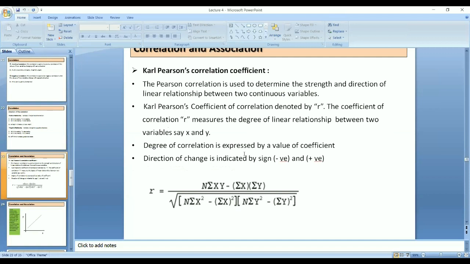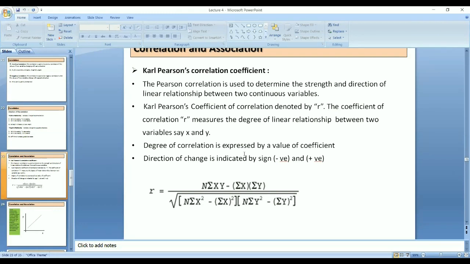So there are two types of correlation coefficient. There is the Karl Pearson correlation coefficient that we can use for continuous data, and there is the Spearman rank correlation coefficient. So we will see first the Karl Pearson correlation coefficient. The Pearson correlation is used to determine the strength and direction of linear relationship between two continuous variables. Karl Pearson coefficient of correlation is denoted by the small letter r. The coefficient of correlation r measures the degree of relationship between two variables, X and Y. So the degree of correlation is expressed by the value of the coefficient.